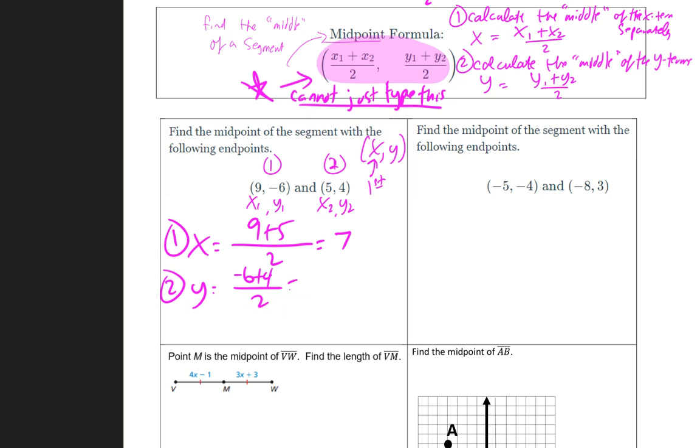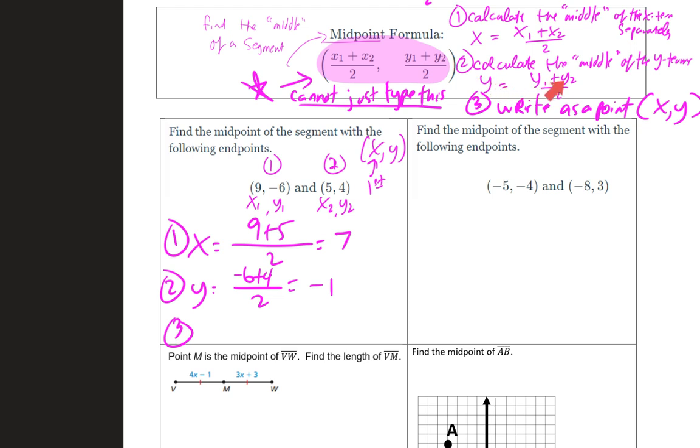That's going to be equal to negative 1, right? So then the third step is we are going to write it as a point, which means as an x comma y. All right, so we have 3 steps.